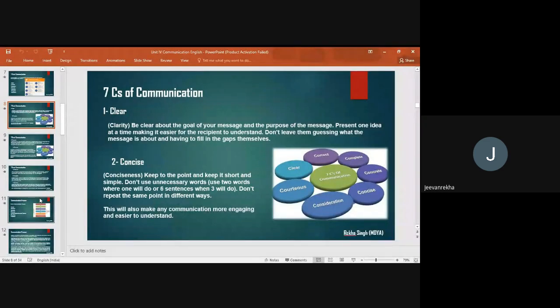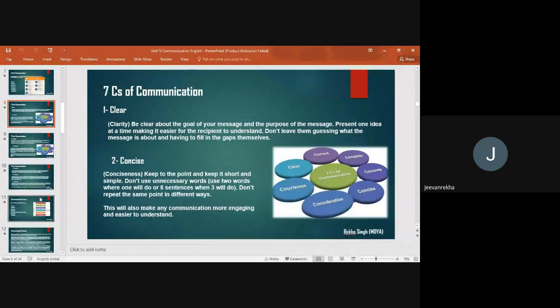Clear: the message should be clear, which means clarity. Be clear about the goal of your message. What is your message? It should be clear, and so should its purpose. Present one idea at a time, making it easier for the recipient to understand. Getting my point? Whatever message you are giving to others, it should be clear and understandable. Don't leave them guessing what the message means. He or she should not be in doubt about what the message is, or have to fill in the gaps themselves. No gap should be there in your message, right?